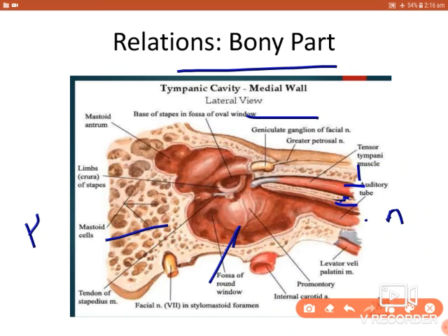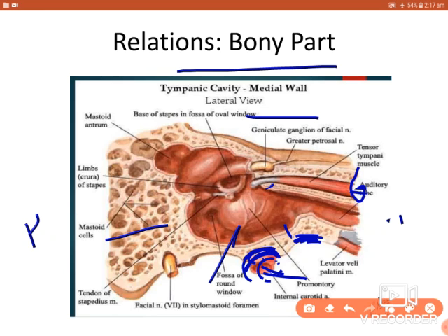So the relations are: above, there is the tensor tympani muscle. Below the tensor tympani there is a bony projection towards this medial wall. That projection of the bony part is called the processus cochleariformis. Then below there is a thin part of the temporal bone. Then medially you can see the carotid canal with the internal carotid artery, and there is a plexus of nerves over there. This forms the medial relation.